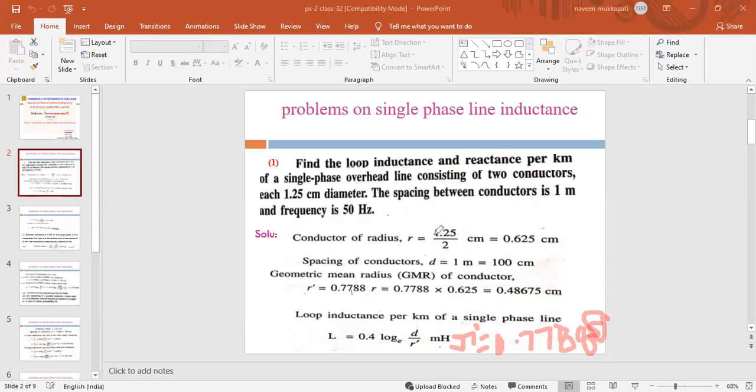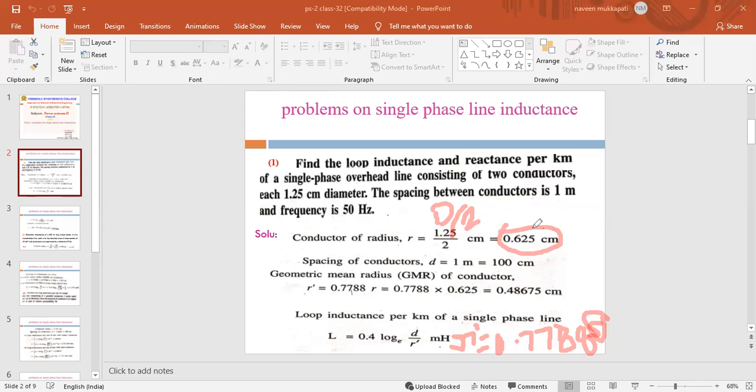What is the value? If you already know the conductor diameter, then the radius is equal to D by 2. What is the formula for that radius? The radius R is equal to D by 2. What is the D? That is 1.25 centimeters by 2. Then we obtain 0.625 centimeters. This is the R.